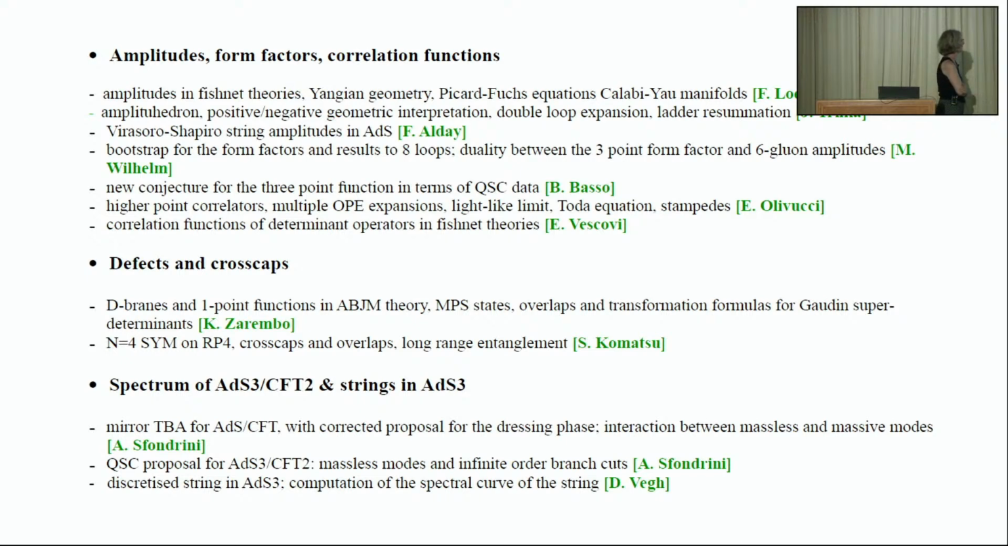And also we have seen how to compute the overlaps between these matrix product states and arbitrary Bethe states. Transformation formula for the Gaudin superdeterminants. In the talk of Shota, we have learned about N=4 super Yang-Mills on RP4 and crosscaps, and integrability of crosscaps and long-range entanglement in spin chains.